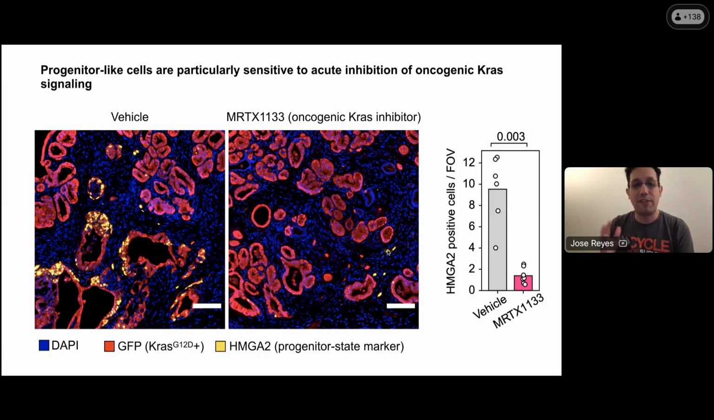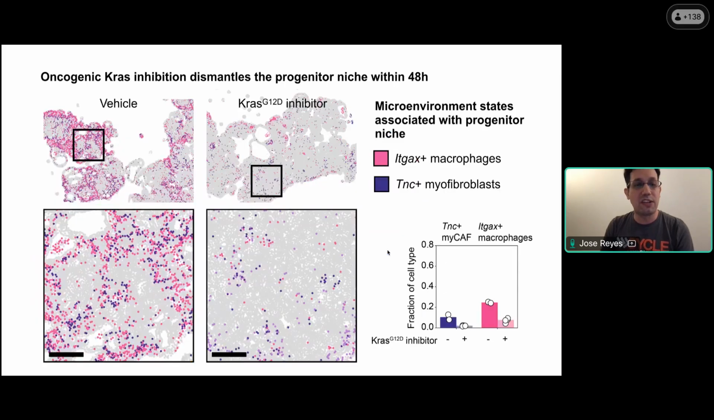And the effects of the oncogenic KRAS inhibitor go beyond just what happens to progenitor-like cells to what happens in their niches. What I'm showing you here are some representative images of tissue that we analyzed using the Xenium platform. And I'm highlighting just the microenvironment cells that are mostly associated with progenitor-like cells. What you can see is that in the vehicle, these microenvironment cells are pretty abundant, but just after 2 days of oncogenic KRAS inhibition, these microenvironment cells are mostly depleted.